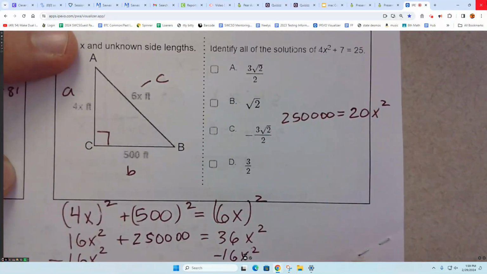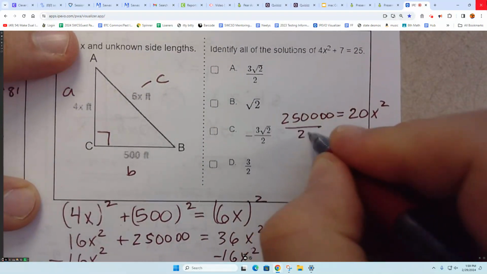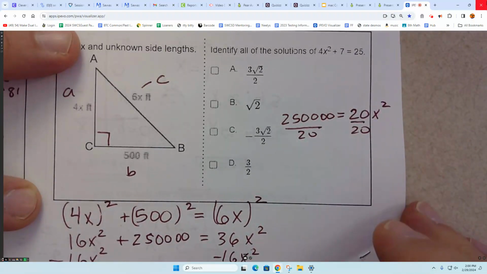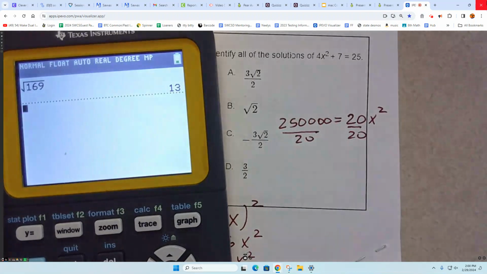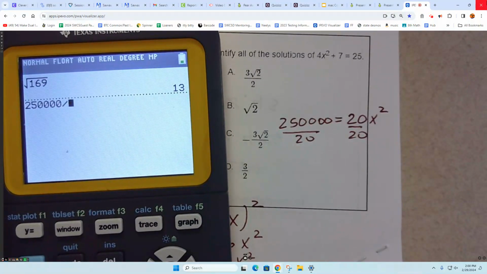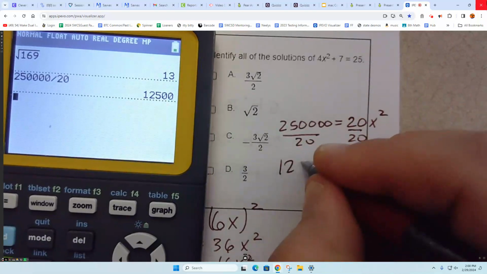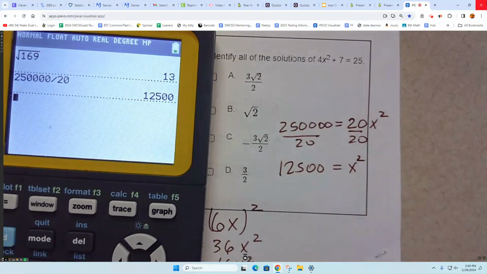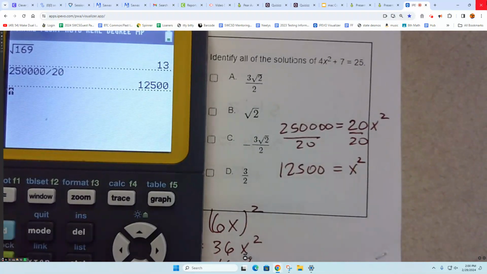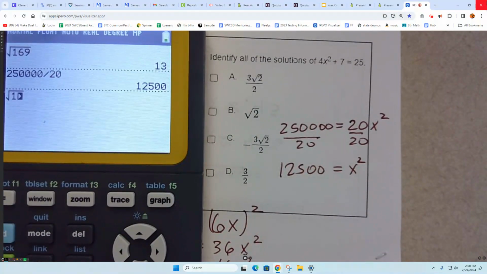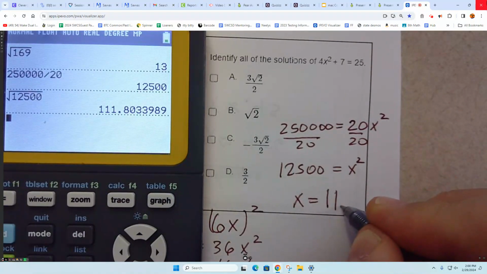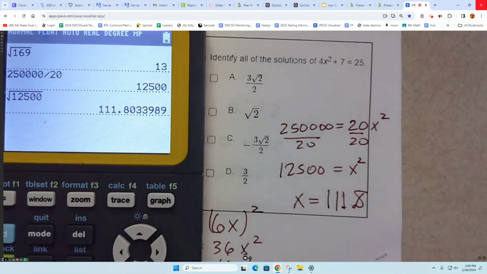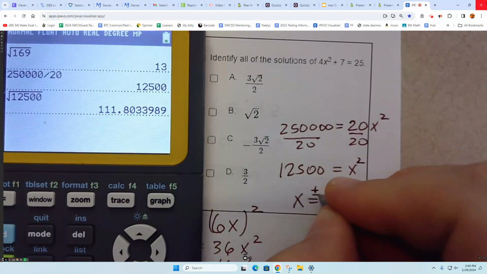Divide by 20. You don't have to do anything to subtraction. 250,000 divided by 20. And then I'm going to square root it. It gives me that x equals 111.8. It's really plus or minus.